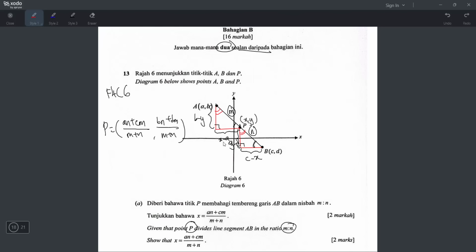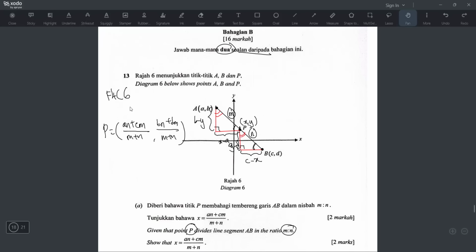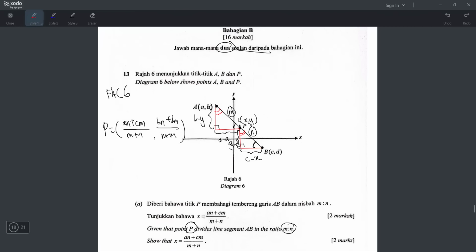These two right angle triangles are actually like an enlargement. Yeah, it's like an enlargement image of each other. In other words, they are similar. Similar means even though they are not the same size, the ratio of the corresponding sides is equal. The ratio is equal. Even though the corresponding sides are not the same, the ratio of corresponding sides is the same.